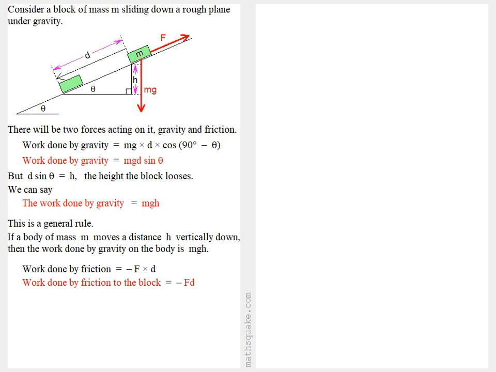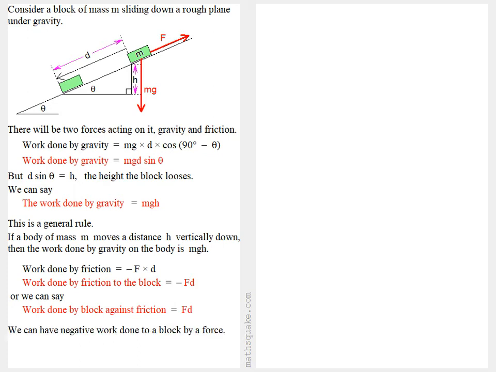However, the block is pushing down against the friction, and so the block is pushing in the same direction that it's moving. So we can say the work done by the block against friction is Fd. So we see we can have negative work done to a block by a force, but this means the block does positive work against the force.